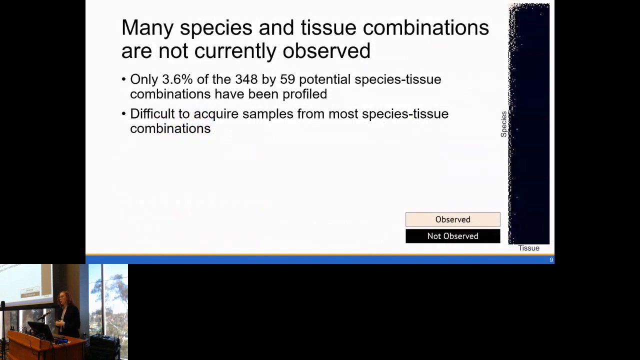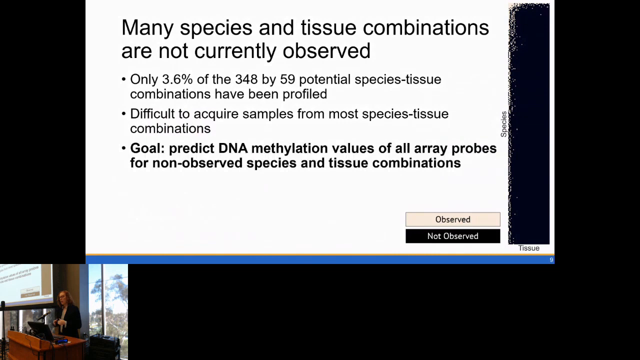Despite this data covering a wide range of species and tissue types and already showing utility in these aging studies, only 3.6% of the potential combinations have been profiled. The difficulty of acquiring samples in certain species and tissues, such as rare species or tissues that are lethal to collect, make it very difficult to experimentally profile this entire grid. Thus, our goal is to use the available data to predict DNA methylation values of all the array probes in these missing species and tissue combinations.